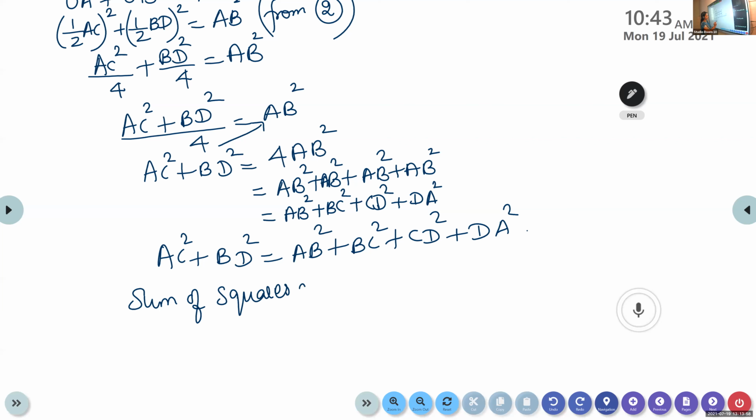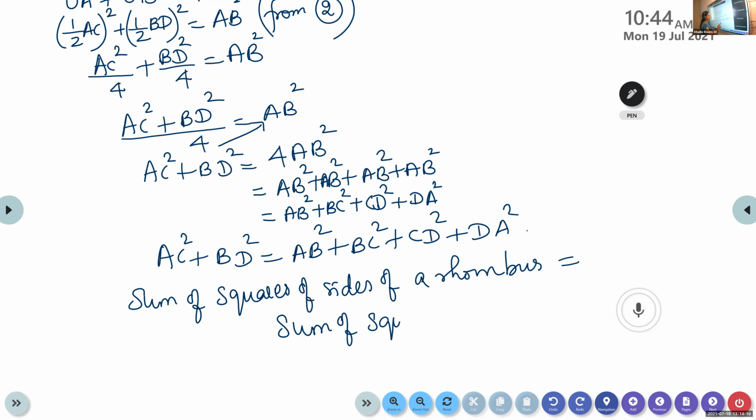The sum of squares of the sides of a rhombus is equal to the sum of squares of the diagonals. Is it correct? Whether we got the result? Sum of squares of the diagonals. Yes, ma'am. Hence proved. Hence, we have proved this result.